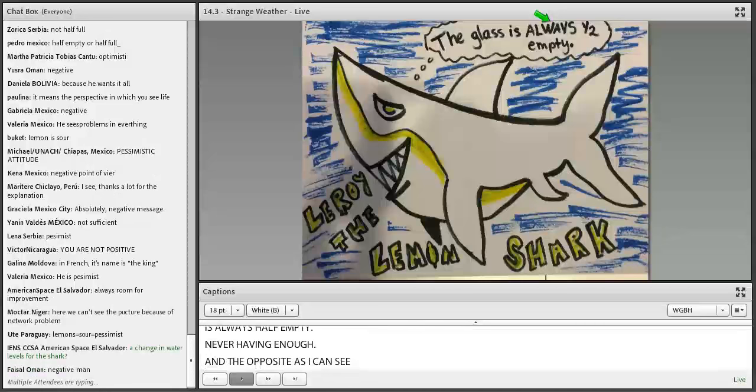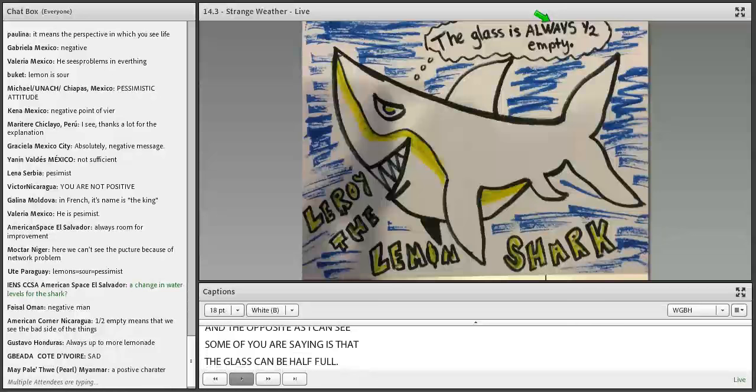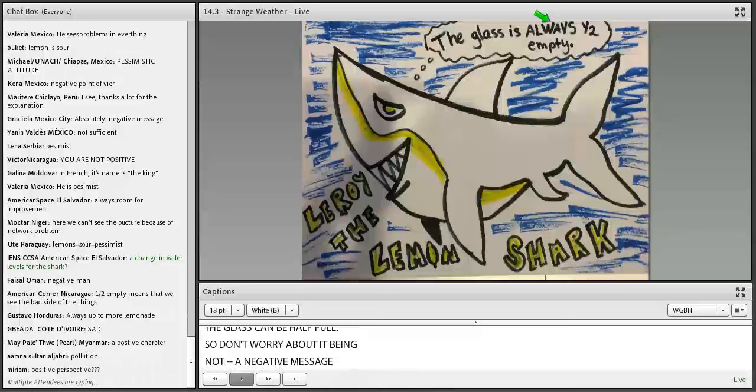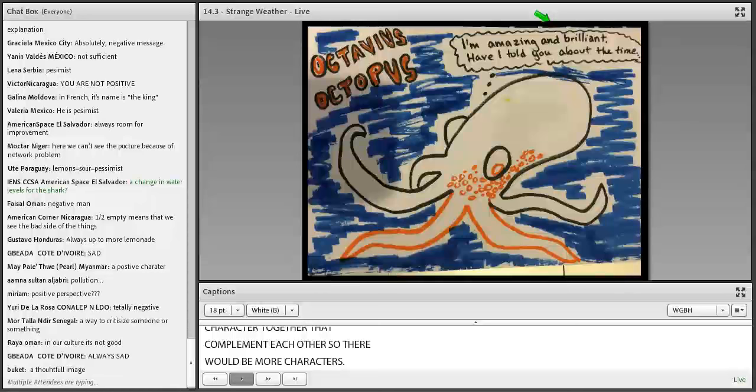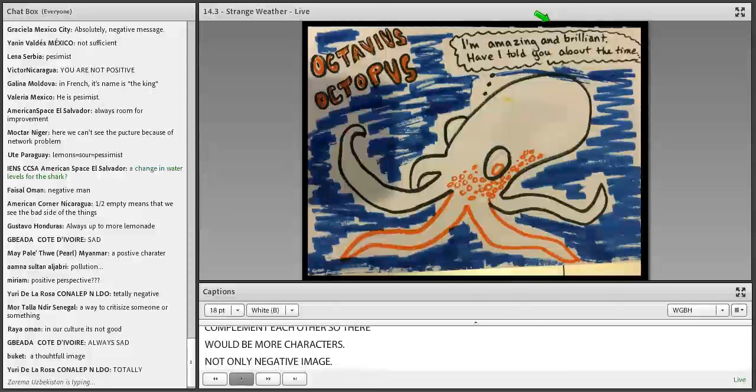So don't worry, Graciela, about it being not a negative message, because I'm trying to add characters together that complement each other. And so there would be more characters, not only a negative image, but also some positive images as well, to add some excitement to the characters and their interactions in the cartoon itself.